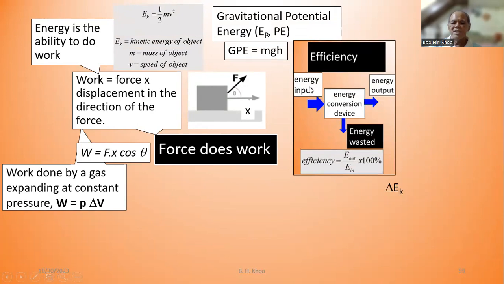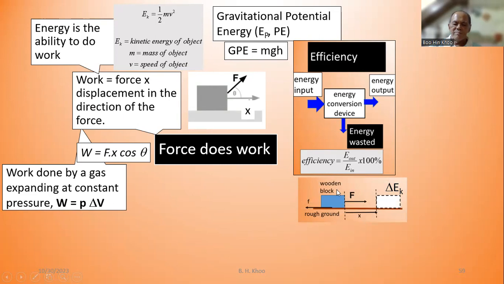And we define our efficiency. Right? We have energy input, and there's a device, an energy conversion device. There's energy output, and energy wasted. So efficiency is energy output divided by energy input, times 100%.